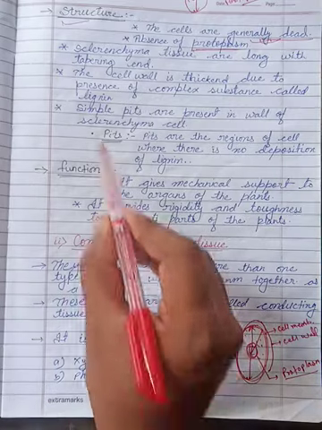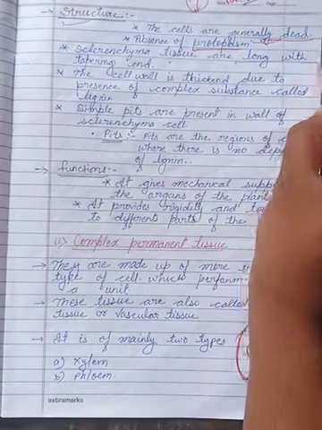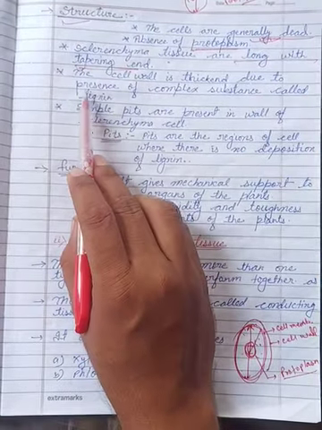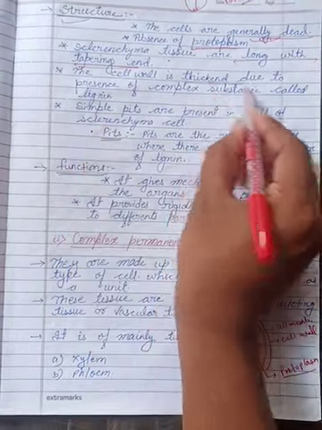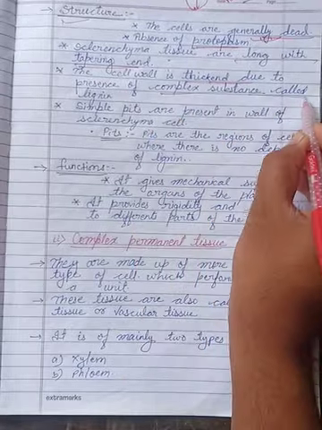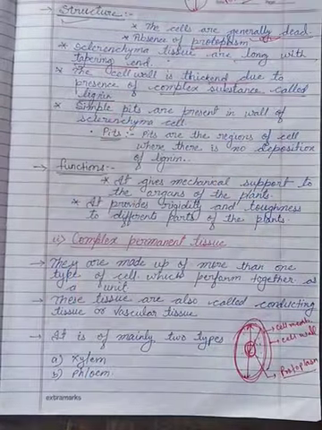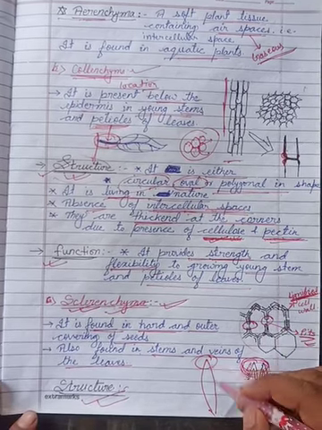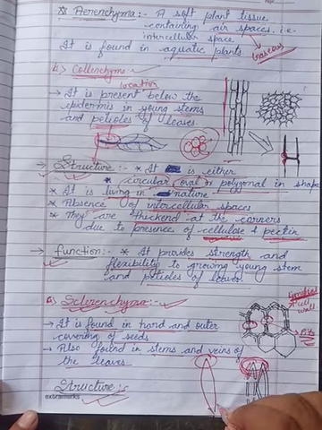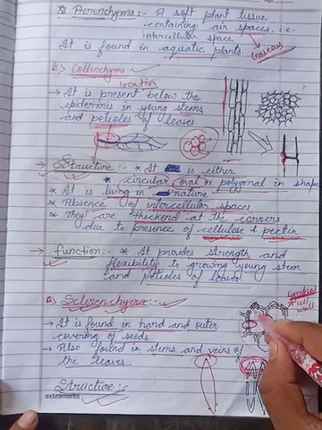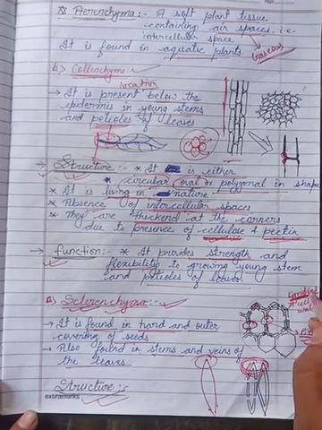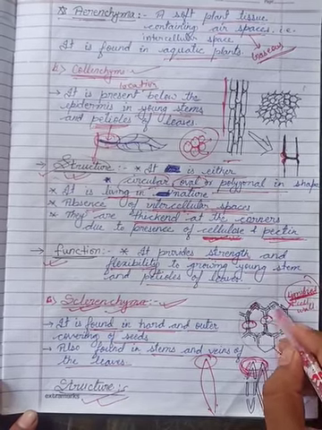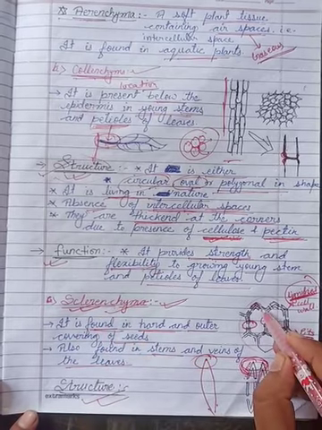As I told you, sclerenchyma tissue cells are long with tapering ends. The cell wall is thickened due to the presence of a complex substance called lignin. Look at this diagram once again. This is the long and tapering end of this type of cell, and this is the thickened cell wall because of lignin. Lignin is found in the cell wall of the sclerenchyma, that's why it is thickened.